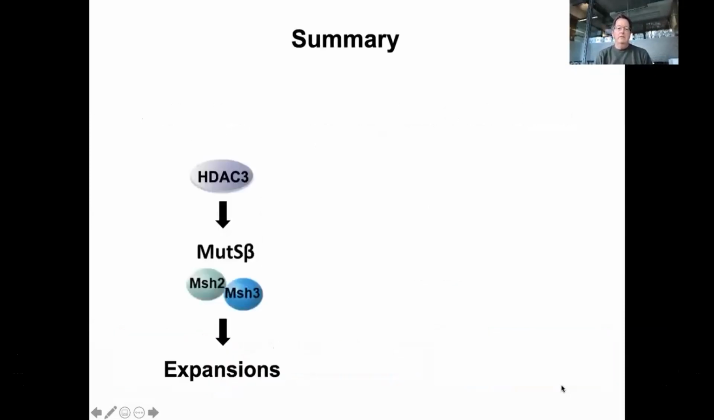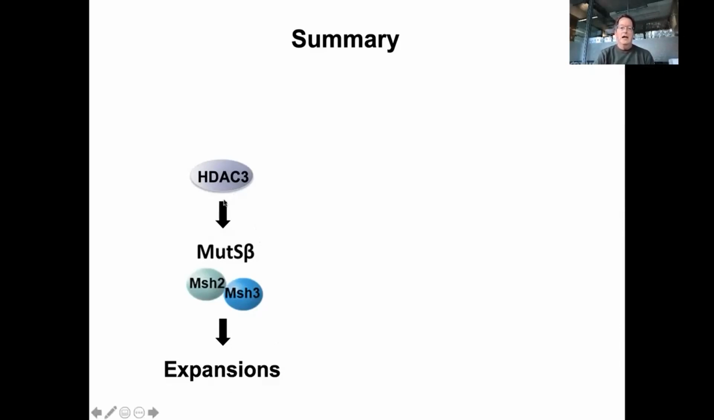So here's a brief visual summary of what I'll be telling you. We've discovered a target, an enzyme called histone deacetylase 3, or HDAC3. And this class of enzymes modifies other target proteins by changing their post-translational modification. HDACs remove acetyl groups from lysine side chains in target proteins. In this case, what we've discovered is that HDAC3 seems to work on a very important protein called MutS beta. The reason this is important is that MutS beta is known to drive repeat expansions, the CAG expansions that occur in the HTT gene in Huntington's disease.